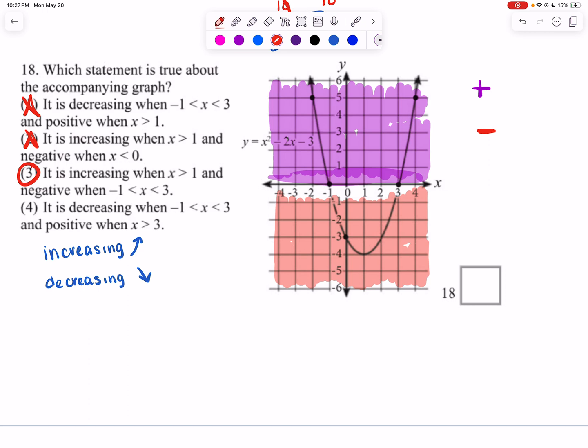Now, if I look at choice 4, it says it's decreasing when negative 1 is less than x is less than 3, which we said before is false, because it's decreasing from negative 1 to 1, and then it starts to increase. So it cannot, I repeat, cannot be choice 4.